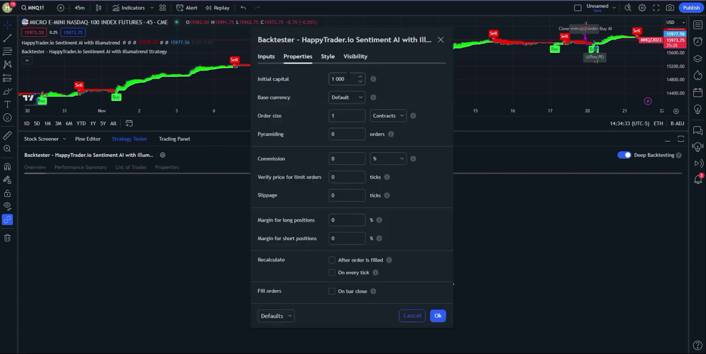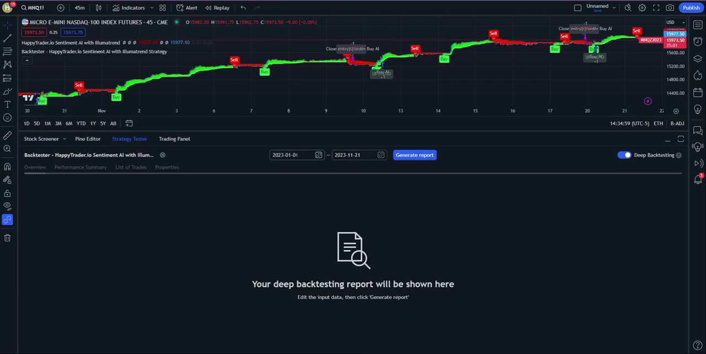Since we're using the futures, and these are the micro NASDAQ futures, the MNQs, we are going to do just a simple $1,000 account with one contract. We're not going to pyramid orders. That would mean if we get successive uptrend or downtrend signals, depending on the backtest, we would enter more contracts. We're not going to do that. We're only doing one contract. So we're going to go ahead and just hit OK. We have our date range set from January 1st, 2023, all the way to November 21st, 2023.